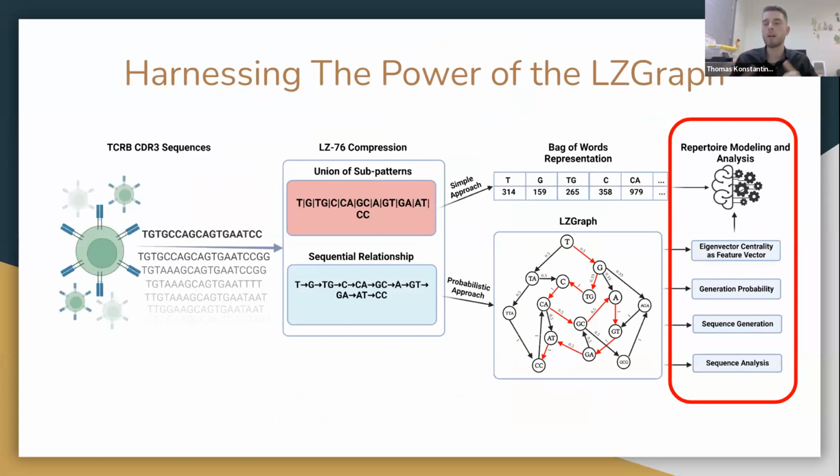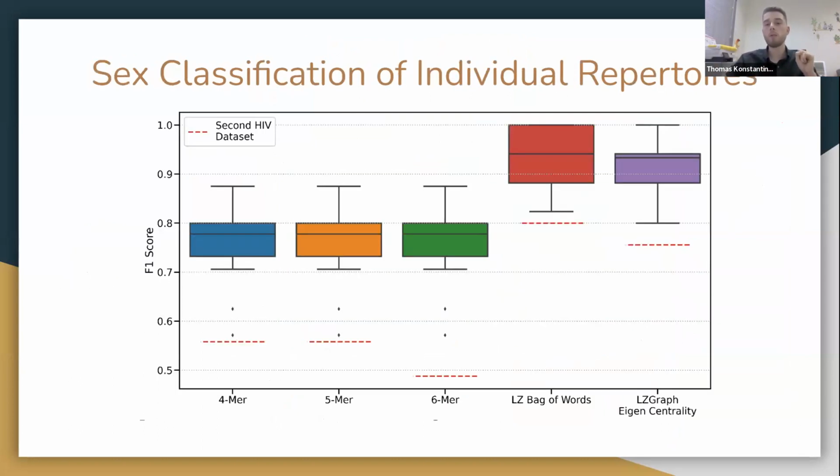We saw how they are constructed using the LZ decomposition algorithm. So now I will show you some of the downstream tasks we were able to achieve directly inferring the LZ graph. So we showed that when taking an HIV dataset and using the feature vectors derived both from standard K-MER approaches, the most simple solution when we want to encode sequences, and when using the LZ naive bag of words representation we saw in the beginning, as well as eigenvector centrality values derived from the graph, which are basically the feature vector we can query from the graph.